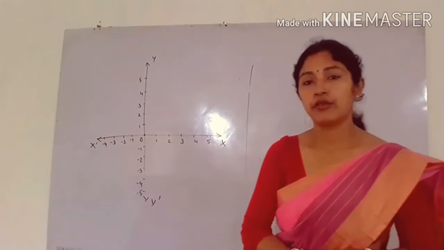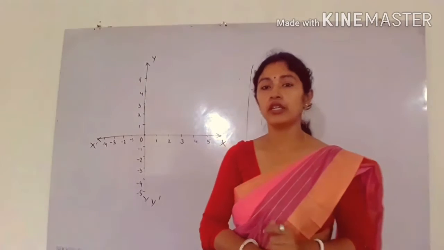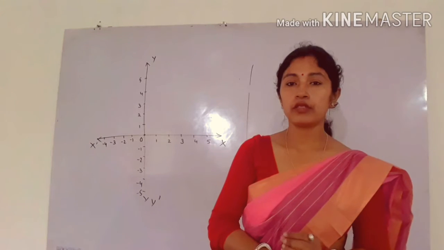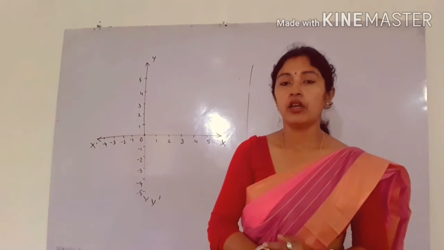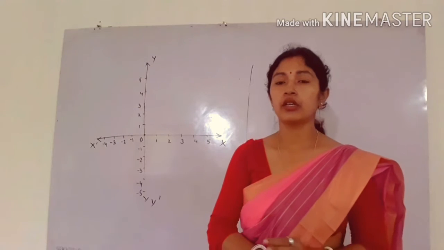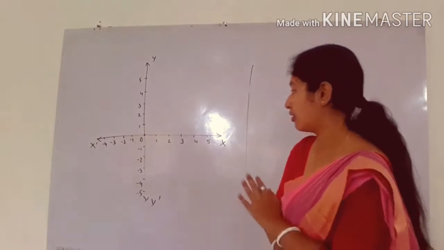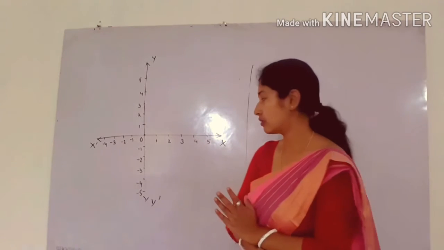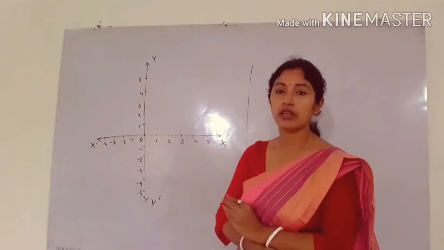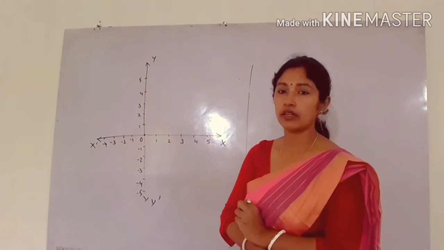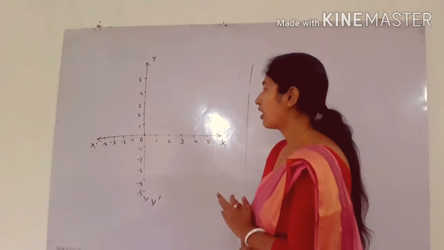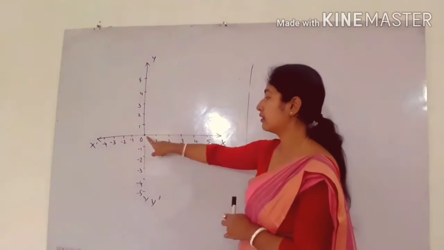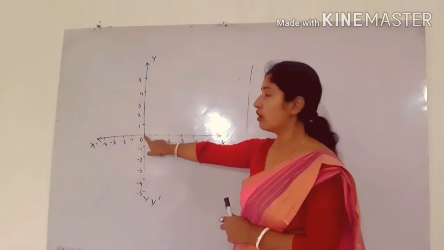Class 9. In today's lecture I am going to continue the topic coordinate geometry. Already we have discussed the Cartesian plane and how to represent a coordinate. See, I have drawn the x-axis and y-axis. Already I have told you what is an x-axis, what is a y-axis, positive x-axis, negative x-axis, positive y-axis, negative y-axis. And also I have told you that when the x-axis and y-axis intersect, this point is called the origin.